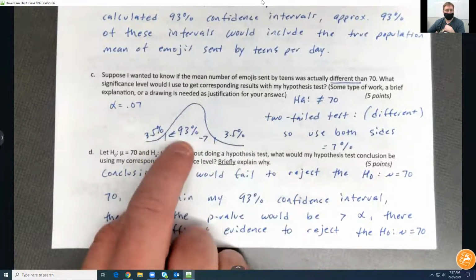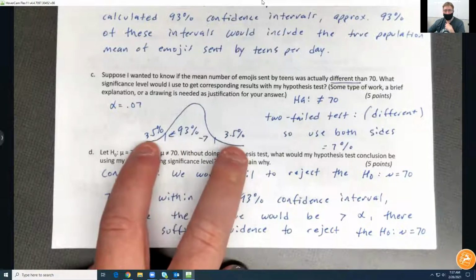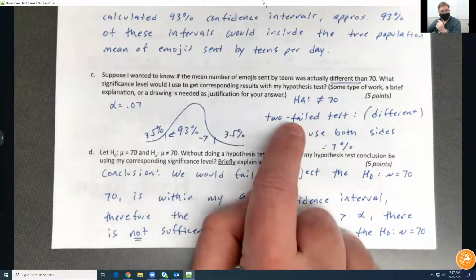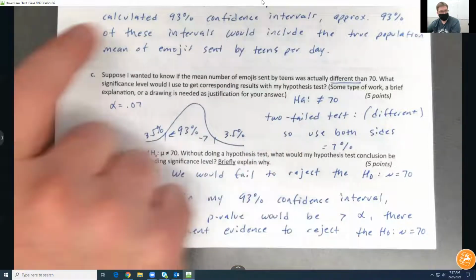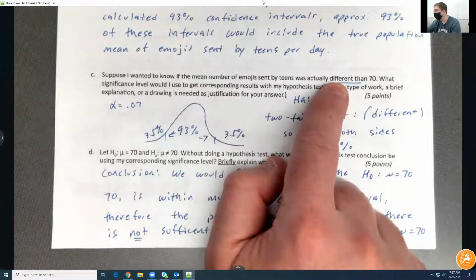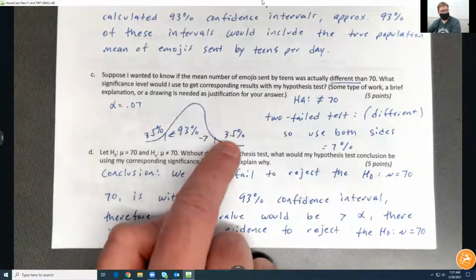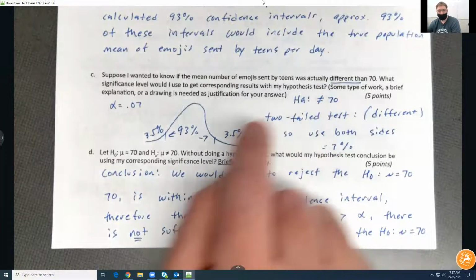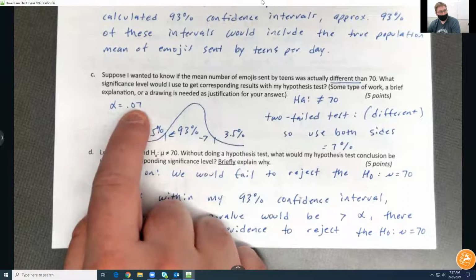Because if we're doing a confidence interval of 93%, again, how much area is left over on each half of the graph here? 3.5%. Well, we have to decide, are we doing a one-tailed or two-tailed test if we want to know that things are different than 70. So we're doing a two-tailed test, which means that we're going to include both 3.5s, the left and the right. We don't care if it's greater than or if it's less than. We just want to know if it's different. So we're going to test both sides, meaning I got to add these together, or the entire 7% is what I'm going to use.